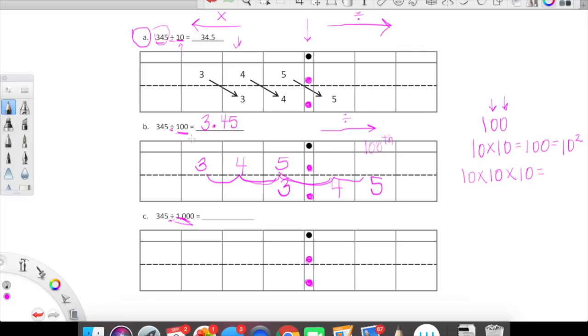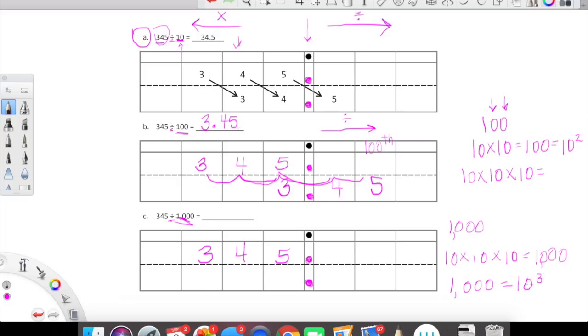Very cool. Okay, let's look at one more problem down here. We are still starting off with 345. This time, however, we are dividing by 1,000. Let's think about what that really means. I'm just going to expand upon that for you. Let's think about the fact that 10 times 10 times 10 equals 1,000. 1,000 is also equal to 10 to the third power.